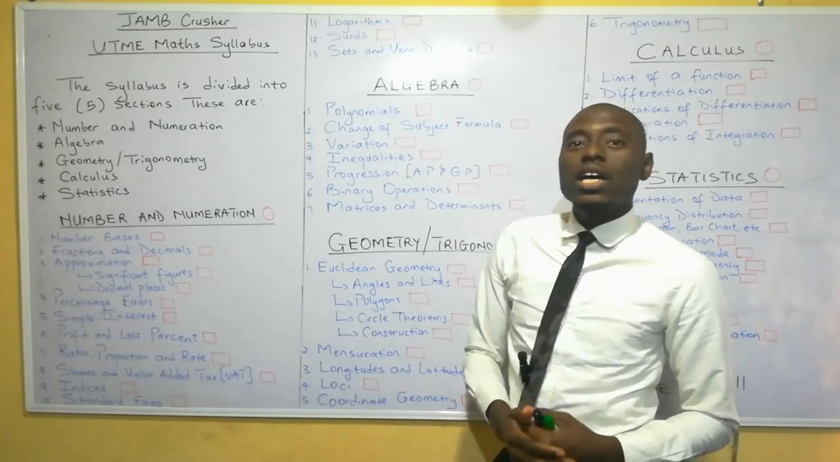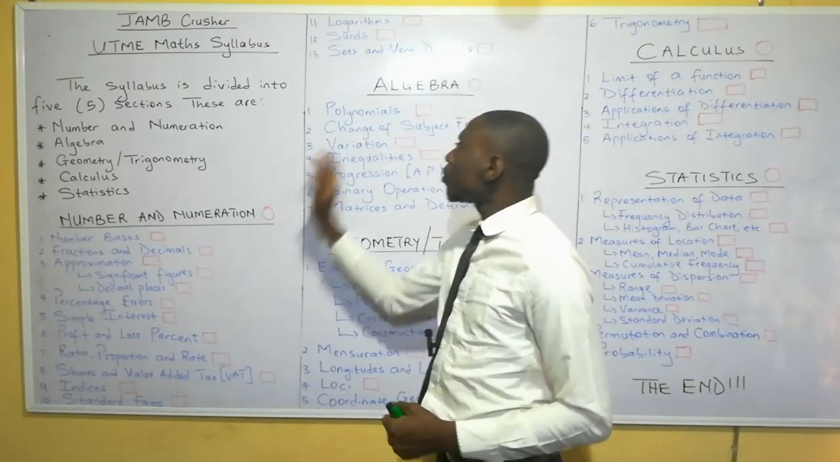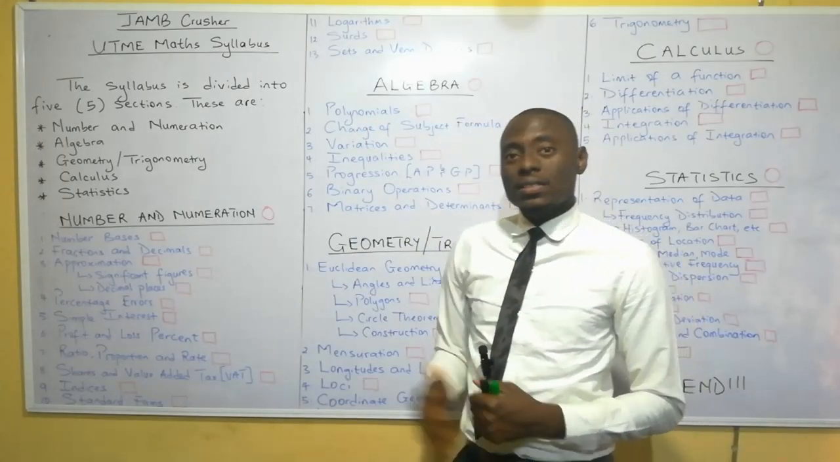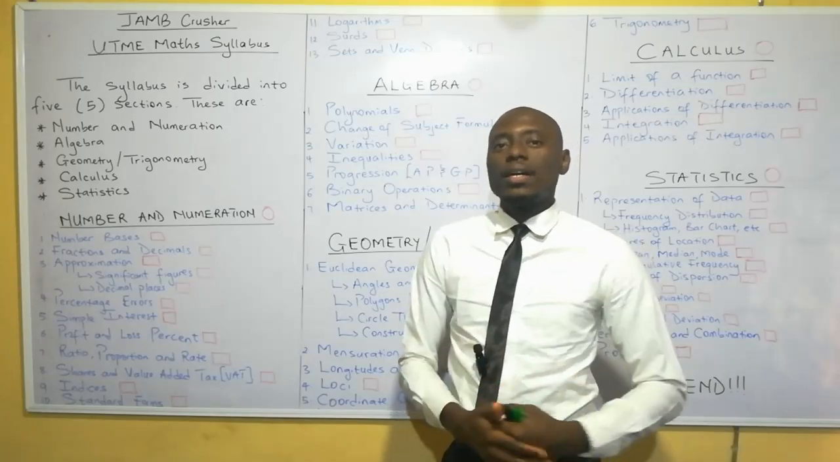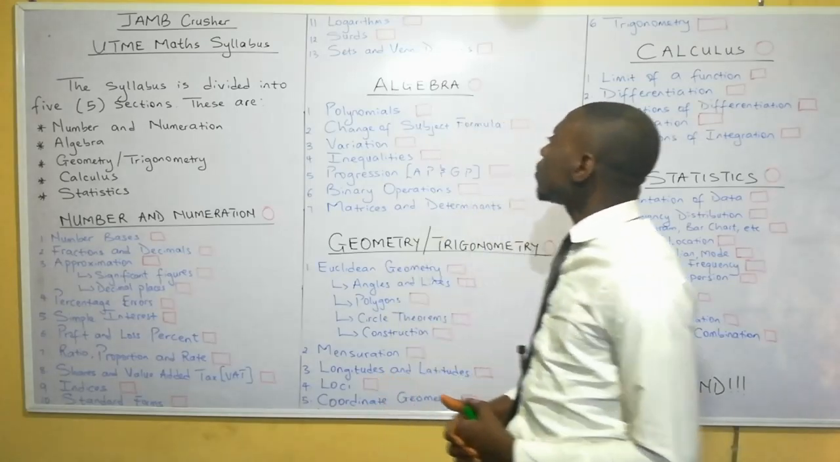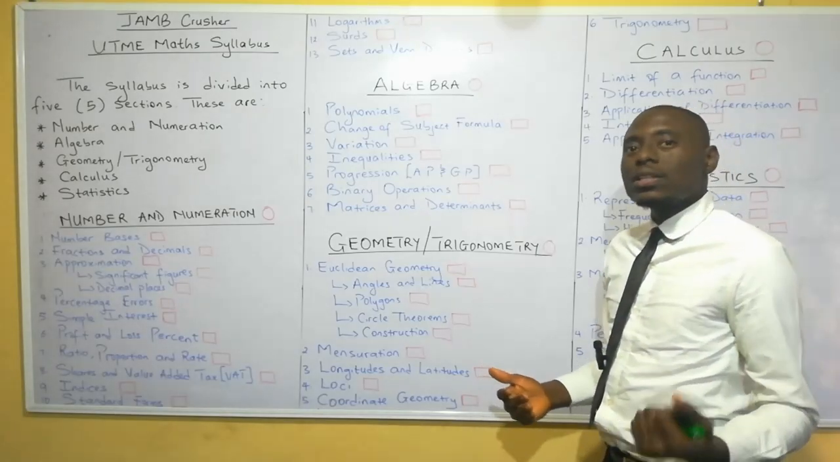So that means under number and numeration, you're expected to cover these 13 topics. Once you have fully covered these 13 topics, then you are done with the section on number and numeration. Moving on to the second section, we have algebra. What are the topics you're expected to know under algebra?